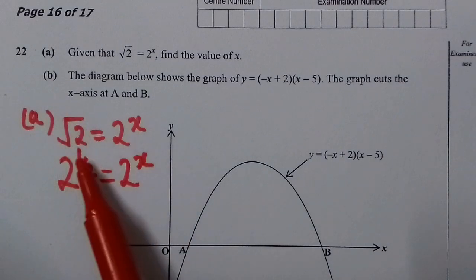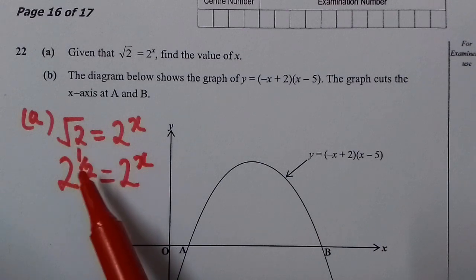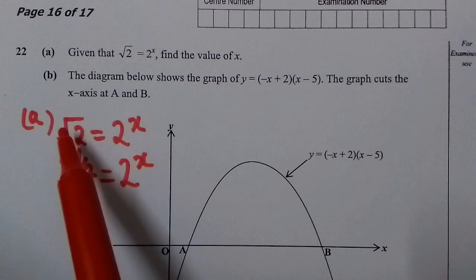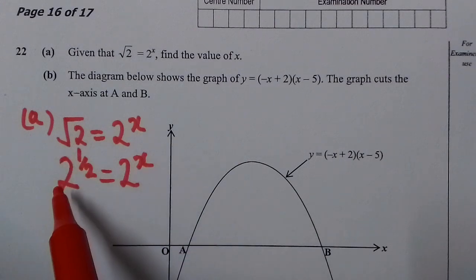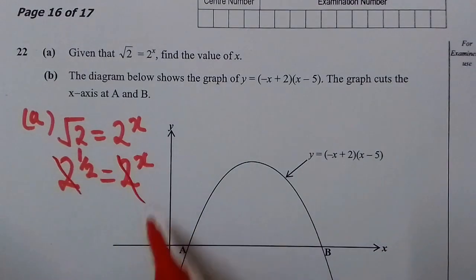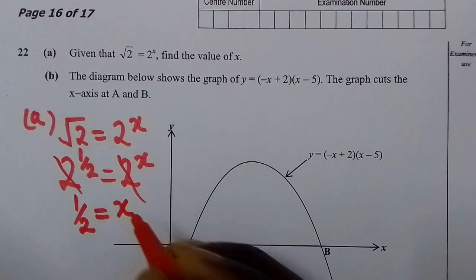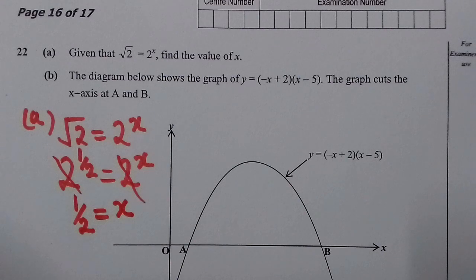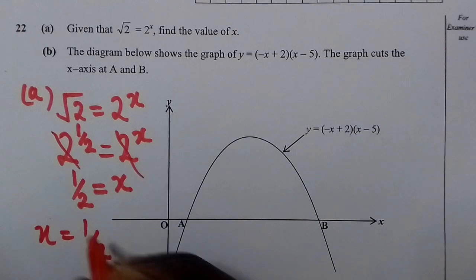For this fraction, which we have here as a power, the numerator represents the index and the denominator represents the root. This is why this is known as a square root if you change it to a symbol. Since we have the same base on the left and on the right, we simplify the bases and equate the powers. So 1 over 2 is equal to x. And so the value of x is just 1 over 2. We're going to say x is equal to 1 over 2 as our answer.